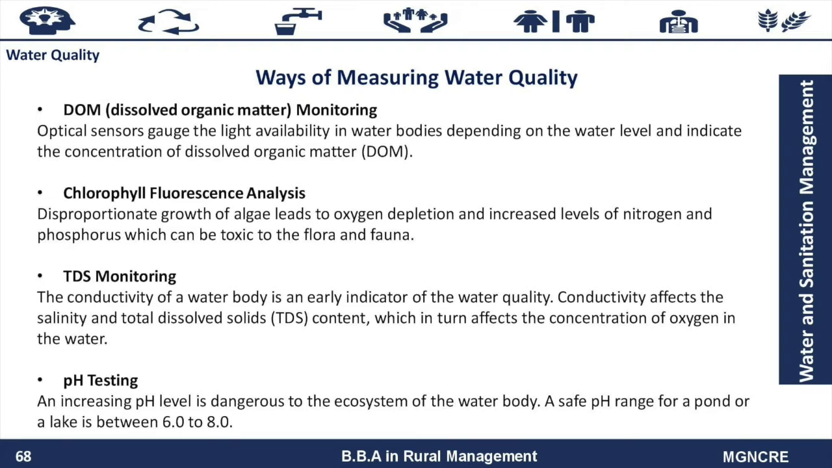So in this topic we are going to discuss the ways of measuring water quality and how water quality can be measured. Let us start with DOM monitoring, which is dissolved organic matter monitoring. Colored or chromophoric dissolved organic matter occurs naturally in water bodies. This organic matter absorbs ultraviolet light and decomposes to release tannin, an organic pollutant that causes the water to turn murky. Moreover, tannin contributes to reducing the pH of the water and depleting the oxygen levels.